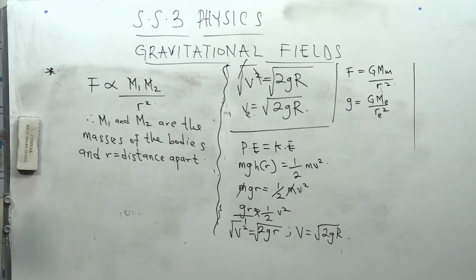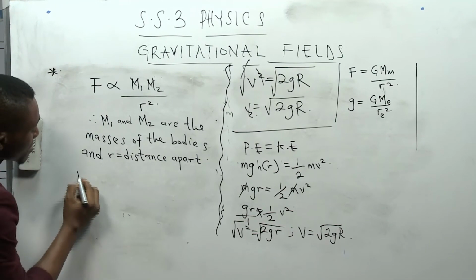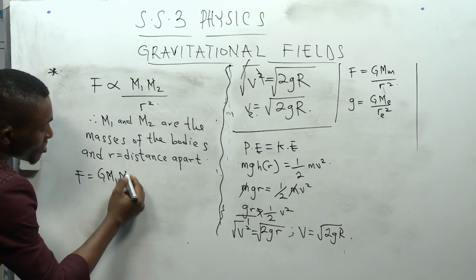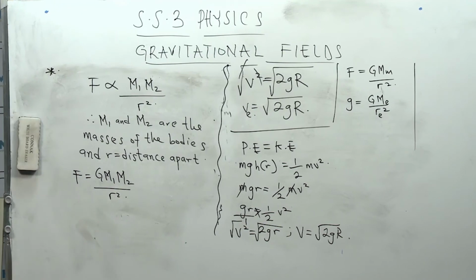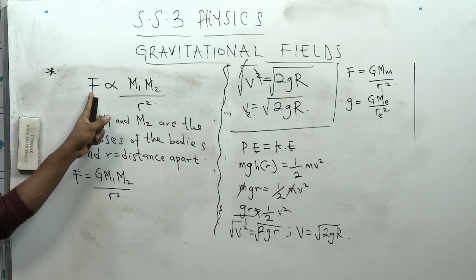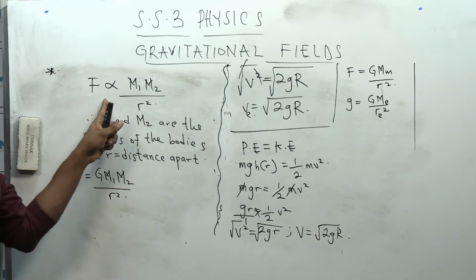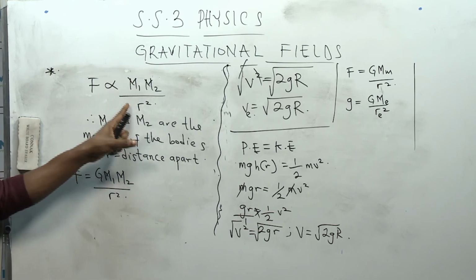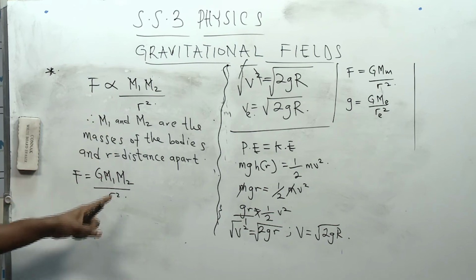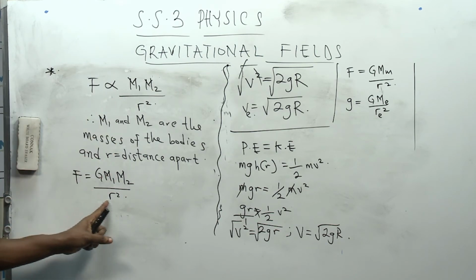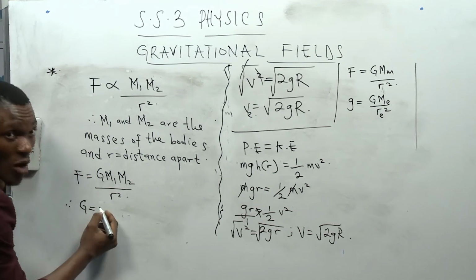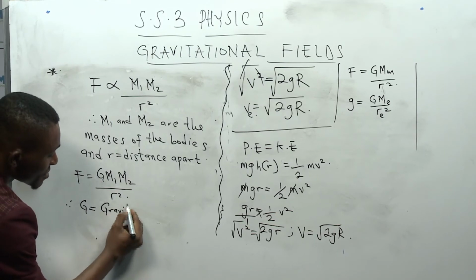And from there, if we bring in our equality sign, then our constant comes into place, and then we have that F is equal to G M1 M2 over R squared. So Newton's law of universal gravitation states that the force of attraction between two masses is proportional to the product of their masses and inversely proportional to the square of their distance. Mathematically, it is written as this. F is equal to G M1 M2 over R squared, where G is the gravitational constant.